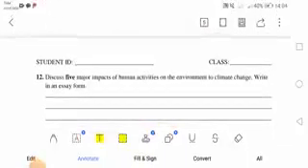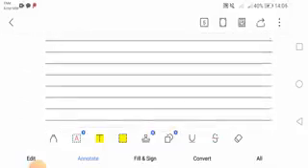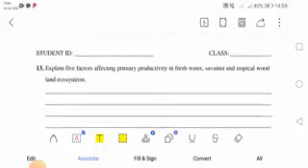Five major impacts of human activity on the environment, climate change. That is so simple to you. Let's see another one. It says explain 5 factors affecting primary productivity in fresh water. This is ecosystems, but you'll be able to answer them properly.